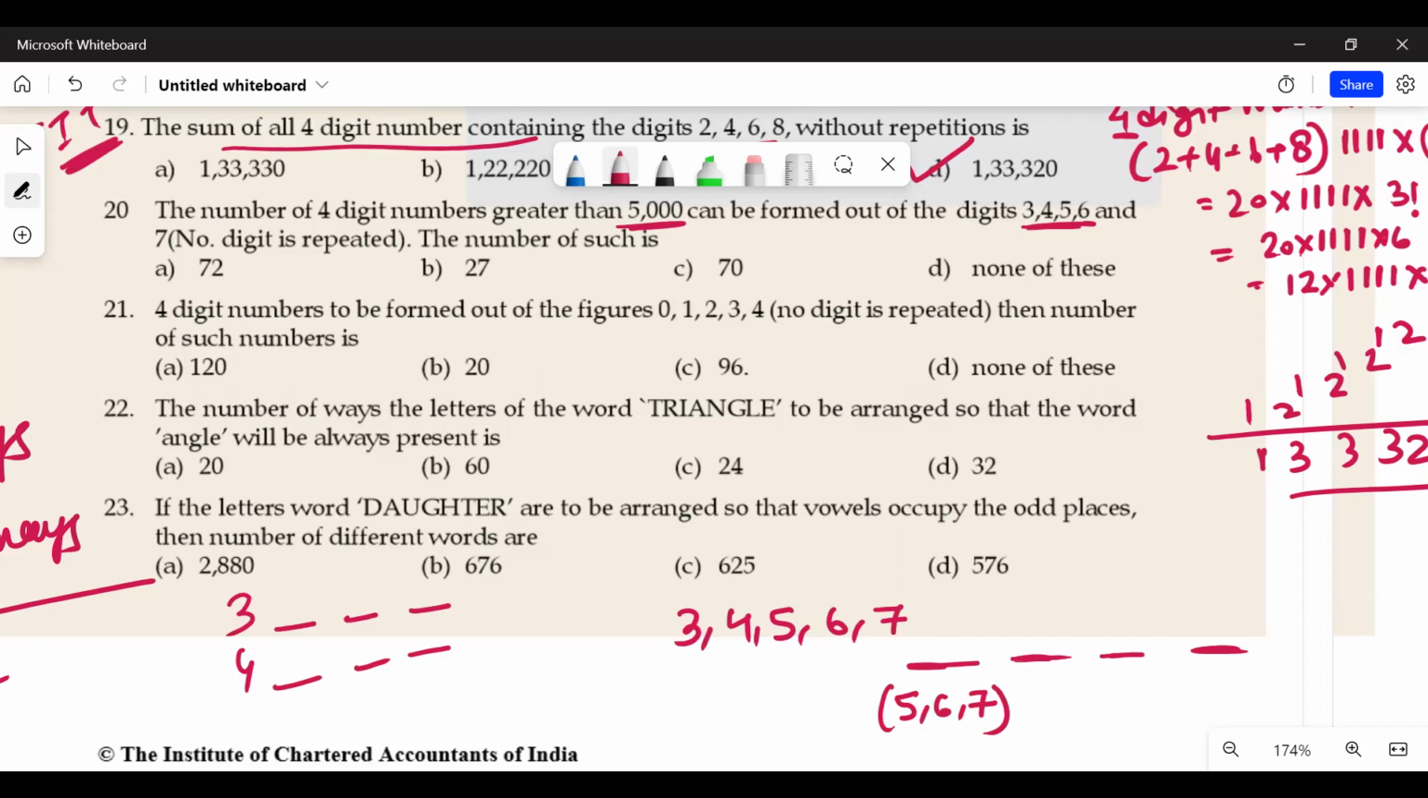So my thousand place will start with, sorry, 5, 6 or 7. So this can be done in 3 ways, into... They say no digit is repeated. So out of 5, 6, 7, I'll use one digit. Suppose I use 5. How many digits are left? 4 digits left, so any of the 4 digits can come here. Then any of the 3 digits can come here. Any of the 2 digits can come here. So your answer will be 3 into 4 into 3 into 2. 12 sixes are 72.